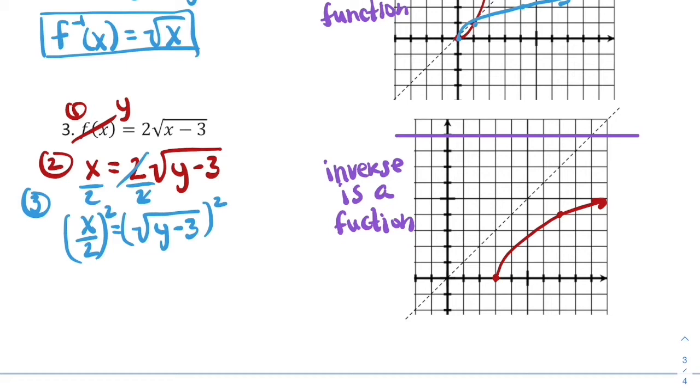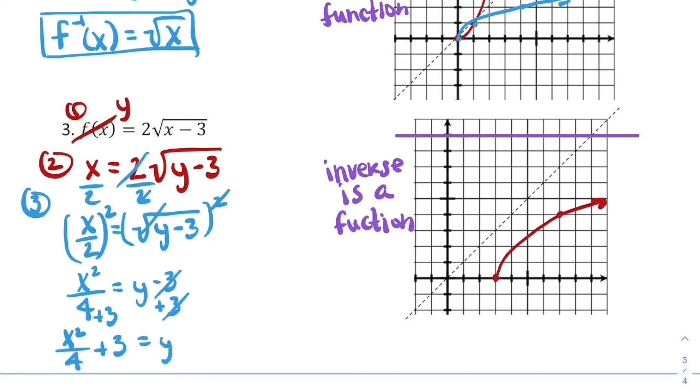So be careful on doing this left side. Make sure that you take the squared and square both the numerator and denominator. So we're going to get x squared over 4 because 2 raised to the second power, or squared, is 4. And then we'll be left with, this cancels with that, and we're left with y minus 3. All right, so continue solving. We just need to add 3 to both sides. So plus 3 on both sides. And that leaves us with x squared over 4 plus 3. These cancel, leaving us just y.